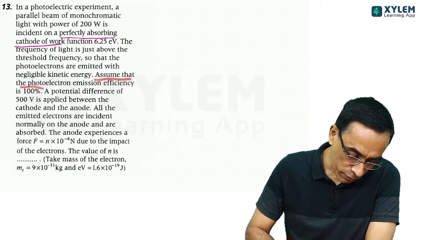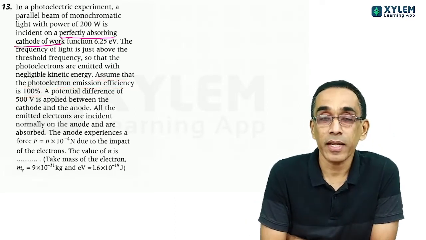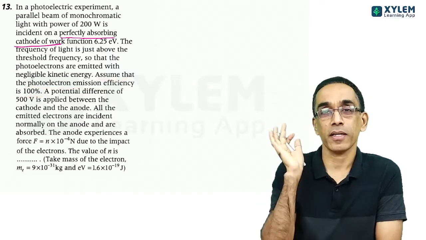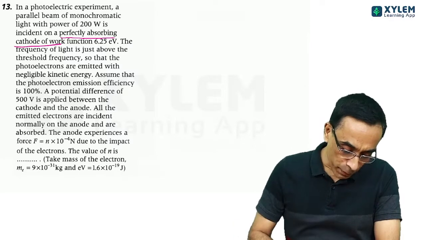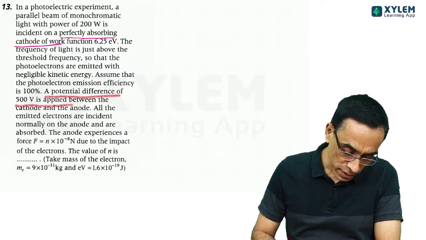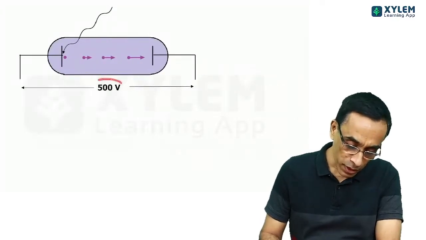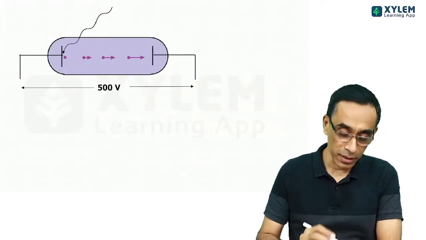Assume that the photoelectron emission is 100% efficient. That is, 100 photons will emit 100 electrons. A potential difference of 500 volt is applied between the cathode and the anode. In the diagram, 500 volt is applied.